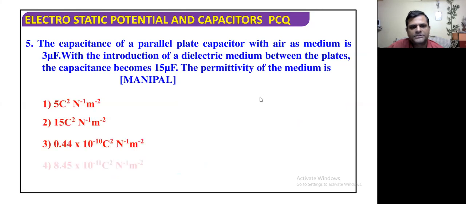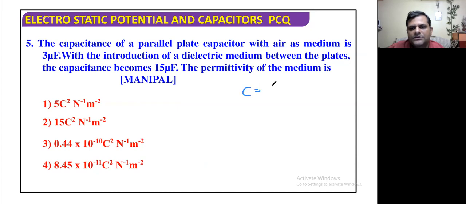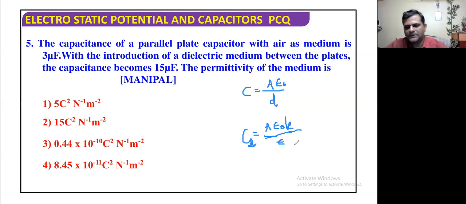Yes. The capacitance of a parallel plate capacitor with air as a medium is 3 microfarad. With the introduction of a dielectric medium between the plates, the capacitance becomes 15 microfarad. Then what is the permittivity of the medium? See, the formula for capacitance with air as a medium is going to be A epsilon naught upon D simply. But the capacitance with the dielectric is going to be A epsilon naught into K, we will call this C_D, upon D as it is.